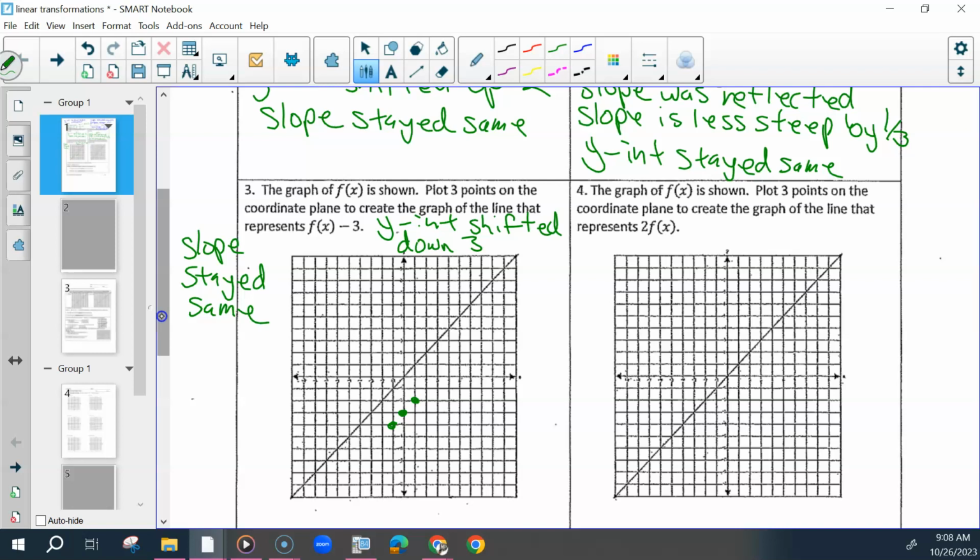So what changed with this one, number 4? Slope is reflected. So not reflected, there's not a negative. Oh, it's more steep. It's more steep or steeper, yes. So just like less steep, you could say steeper by 2, steeper by a factor of 2, is 2 times as steep. Any of those apply. What about the y-intercept? Stay the same. Y-intercept stays the same.